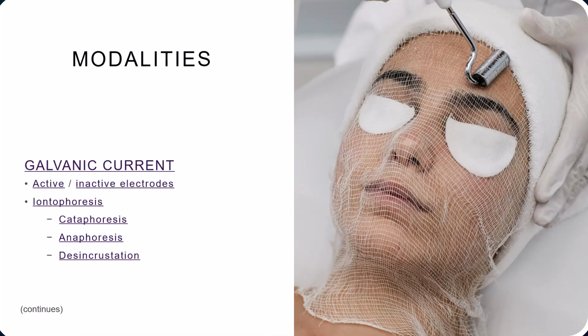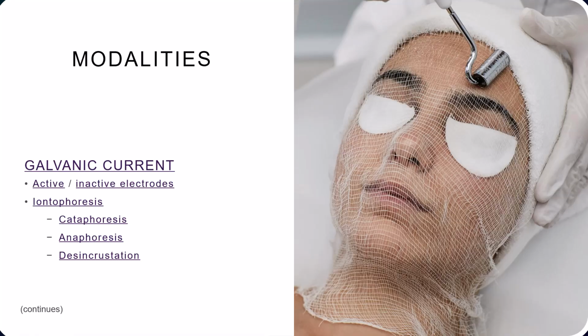The active electrode is the electrode that is being used on the treated area. So the electrode that is active is being used on the face, and the inactive electrode is the opposite pole from the active electrode. That would be the one that normally the client would be holding.